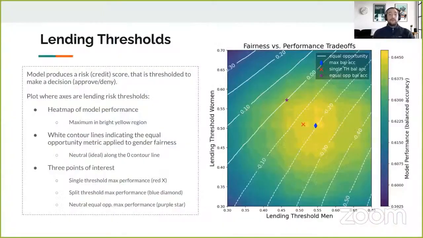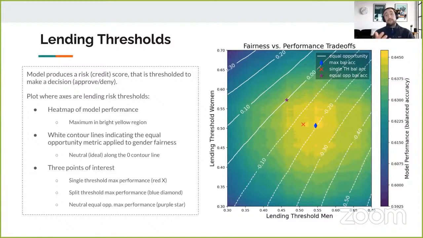The first trade-off I want to talk about is setting the lending threshold. Because up to this point, we've been talking about binary model predictions. But typically, the model will output some risk score, the credit score, and applicants below a certain score are denied, while applicants above that score are approved. Setting this threshold is an important operating decision and is usually given a good amount of thought.